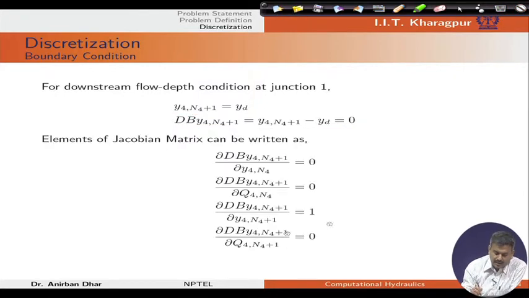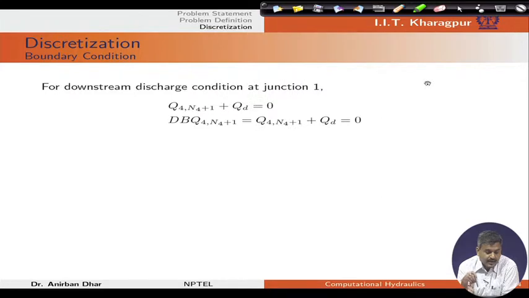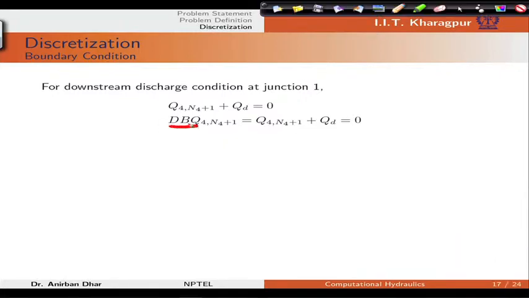Now, we can take a derivative with respect to other section values like this. Now, at this level we can define the downstream discharge condition. Downstream discharge, let us say QD I am adding here. So, obviously, Q_4,n4+1 minus QD, where QD is 250, obviously this quantity should be 0. This is the downstream discharge condition, and we need to utilize this information.